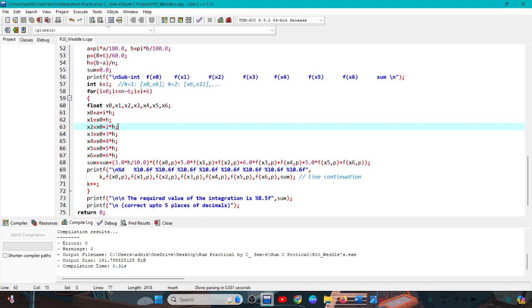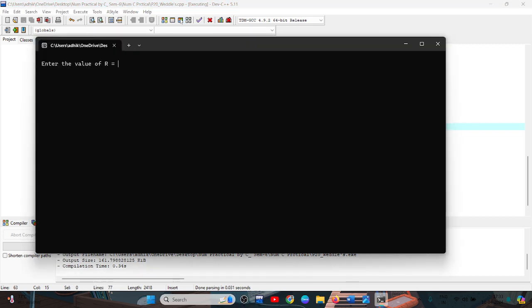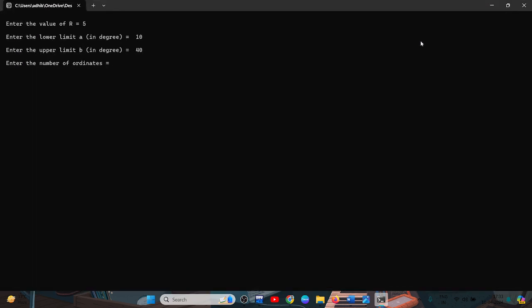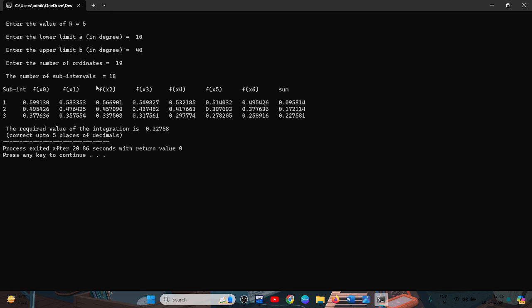Save the program, compile, there is no error, and run. r equal to say 5, lower limit equal to 10 degrees, and upper limit equal to 40 degrees, and number of ordinates or nodes equal to 19, which is of the form 6m plus 1, so the number of subintervals is 18. 18 must be a multiple of 6.